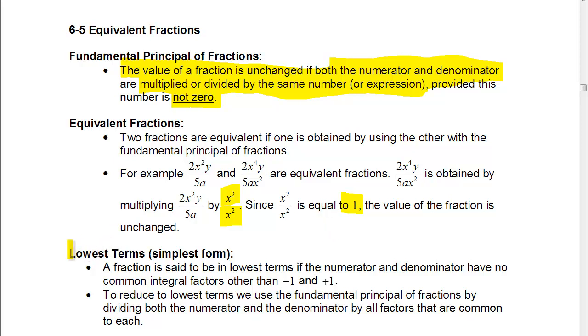To reduce a fraction to lowest terms, which is what we're always going to be doing, means to take away all the common factors. So if we have 8 over 4, we need to divide top and bottom by 4 because 4 is a common factor between them. We have to remove all possible common factors except for -1 and 1, because those aren't really going to change our answer. So to reduce to lowest terms, we divide both the numerator and denominator by all factors that are common. So we're going to try some examples then.